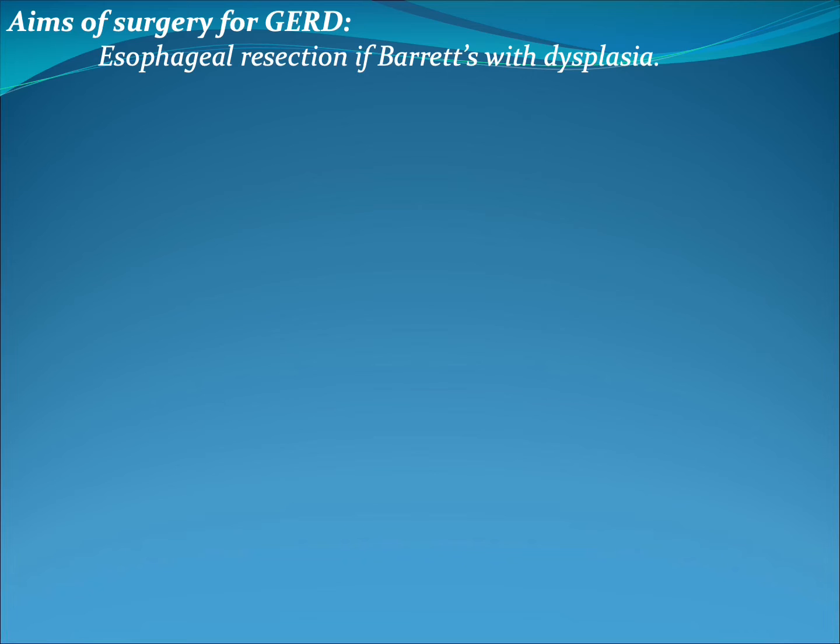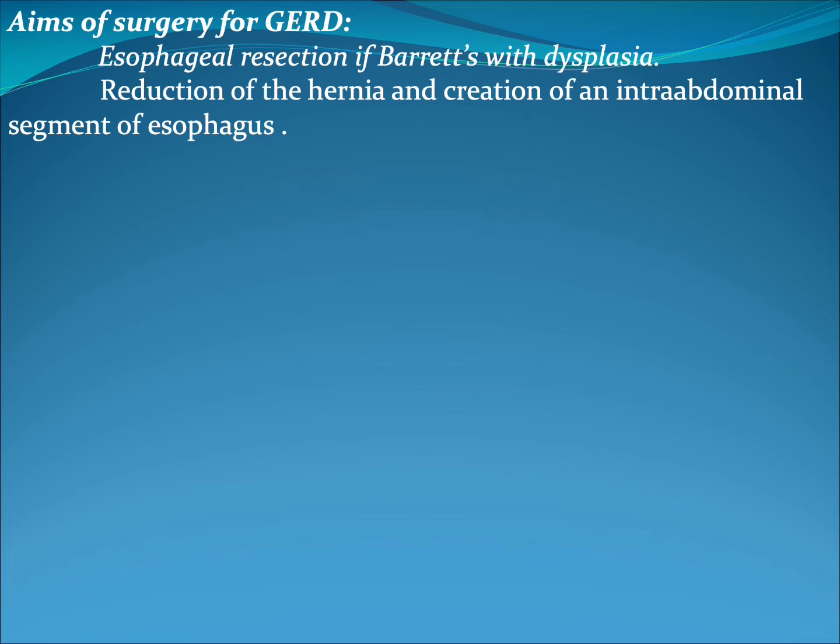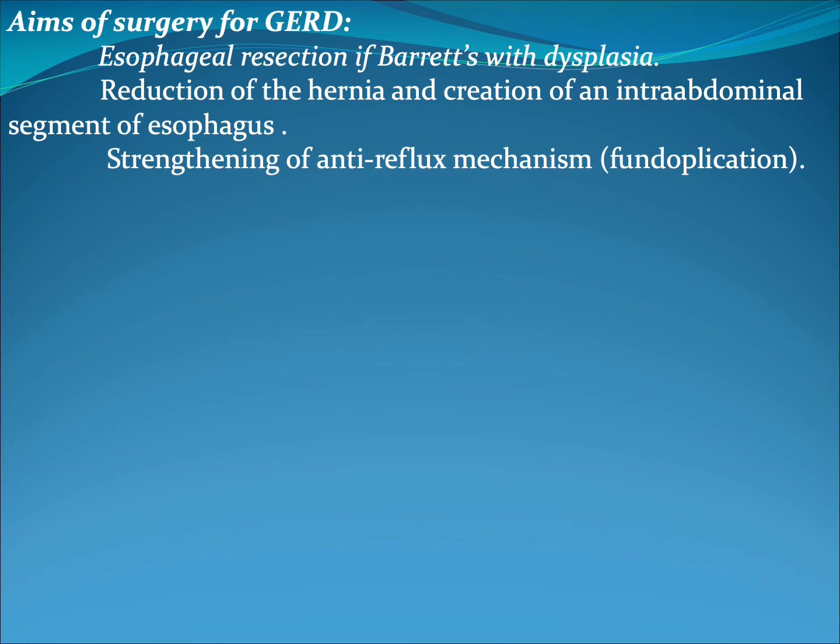The aims of surgery: if there is dysplasia, which is the stage preceding the cancer, esophageal resection is warranted. Also, if there is a paraesophageal hernia causing the reflux symptoms, it should be repaired. So, reduction of the hernia, closure of the sac, and creation of an intra-abdominal segment of the esophagus. Also the strengthening of the anti-reflux mechanism by fundoplication and narrowing of the esophageal hiatus.